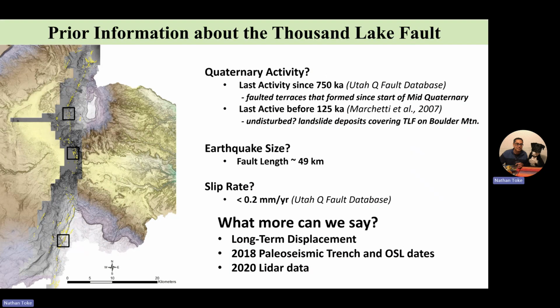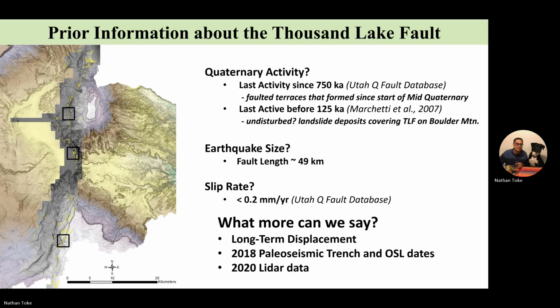Okay, so prior information about the Thousand Lake Fault. So the Quaternary Fault and Fold database of Utah, when I last accessed it, said that it had activity since the last 750,000 years, so since the mid-Pleistocene. And that's due to faulting of river terraces that have formed since the start of the mid-Quaternary.